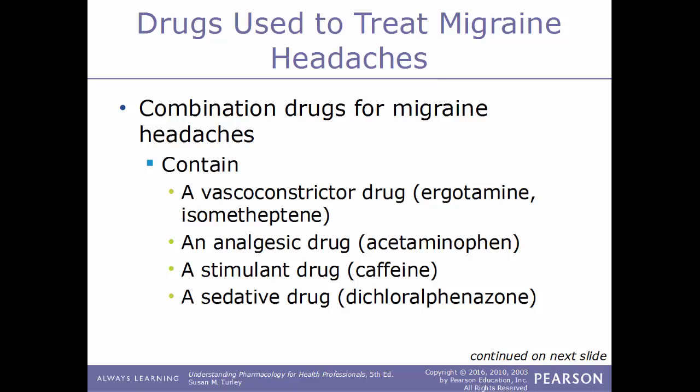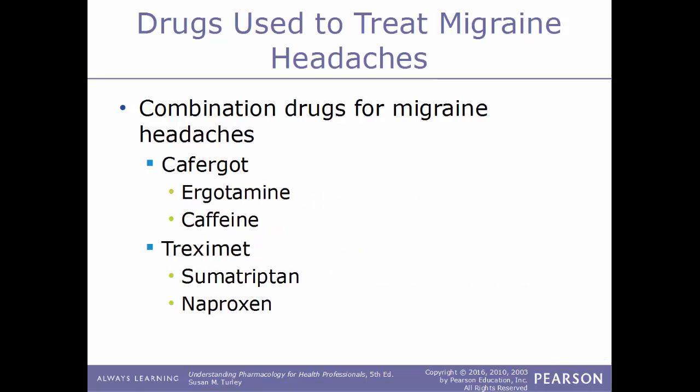And combination drugs for migraines will contain a vasoconstrictor drug, such as ergotamine or isometheptene. Could also include an analgesic drug like acetaminophen, or a stimulant drug like caffeine, or a sedative drug such as dichloralphenazone. And some examples of combination drugs for migraines would include Cafergot, which is a combination drug of caffeine and ergotamine, and Treximet, which is a combination of sumatriptan and naproxen.